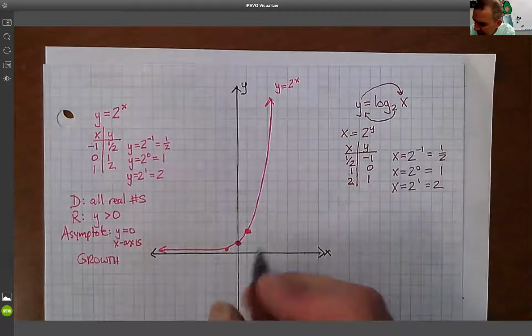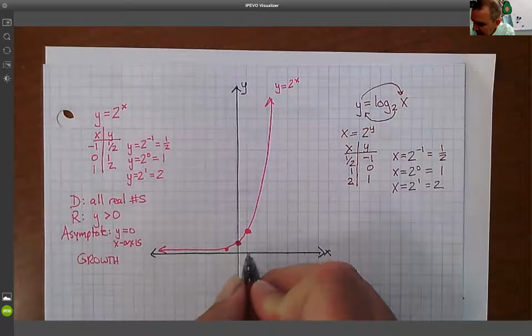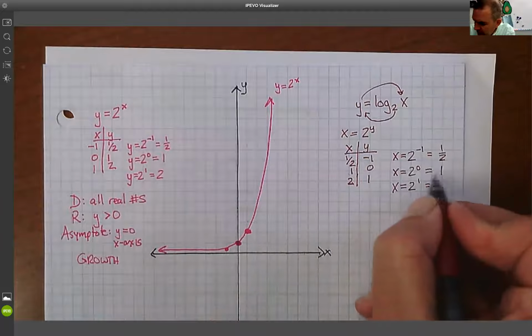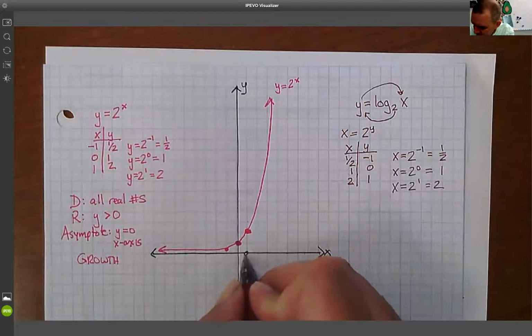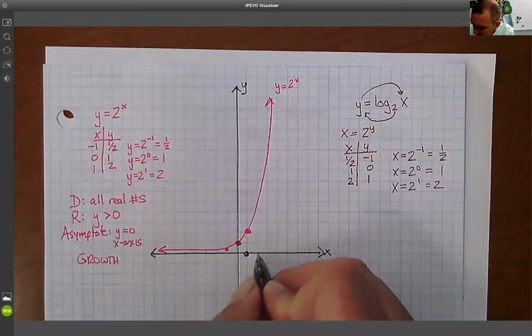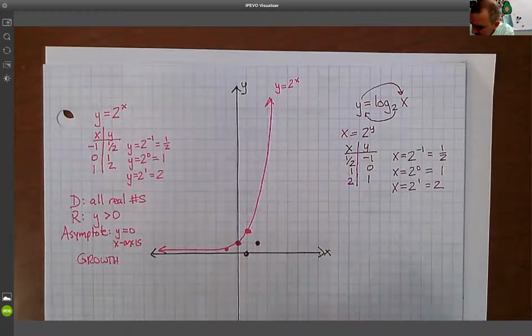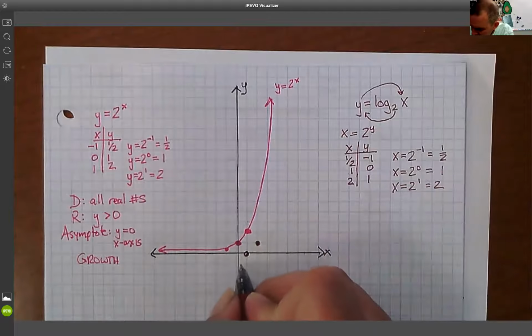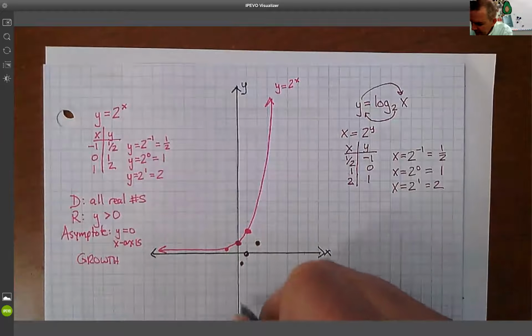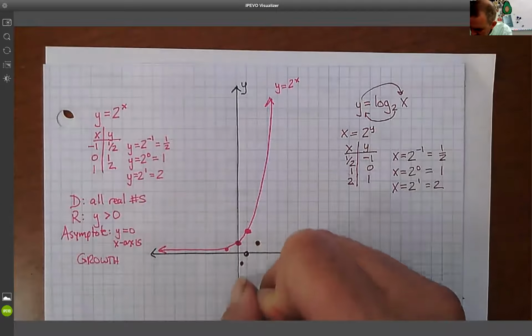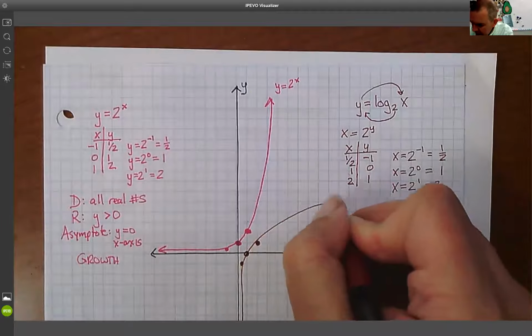So if I go to plot this, I'm actually going to be plotting different points. I'll plot that 1, 0. 2, 1 is going to be here. And then 1/2, -1 is going to be like right there. And what we're going to find out is that this curve is going to look like this.